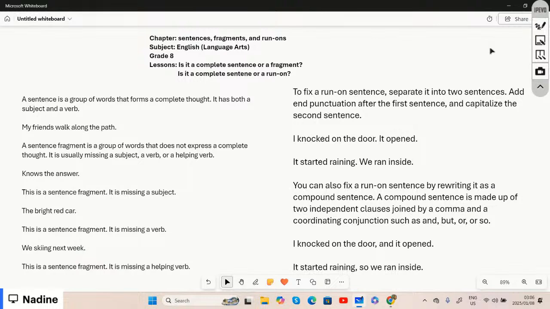So when it comes to a sentence, a sentence is a group of words that forms a complete thought. A sentence has a subject and a sentence has a verb. So it expresses a complete thought. It has a subject and it has a verb.